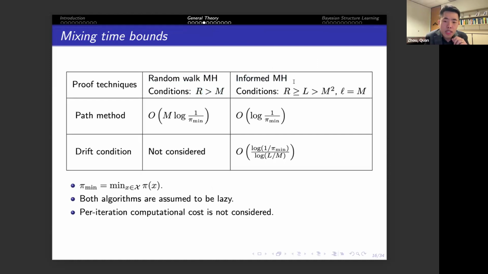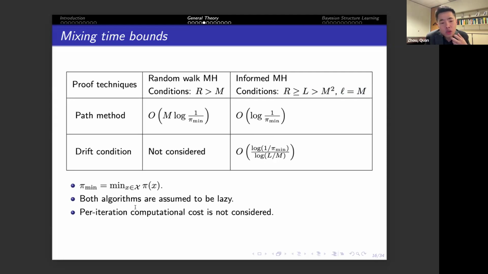And for the informed Metropolis-Hastings, I will impose the assumption that R is greater than M squared. And for the clipping parameters, little l and big L in my informed proposal, I assume little l is equal to big M, and I assume big L is between, say, M squared and big R. And under these conditions, we can obtain the following mixing time bounds.